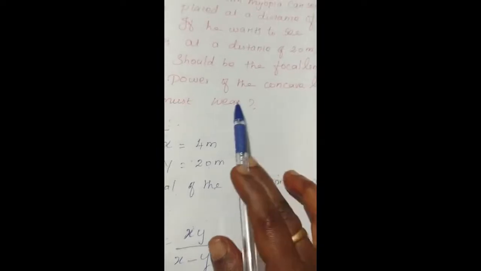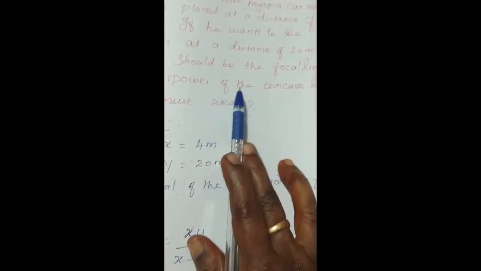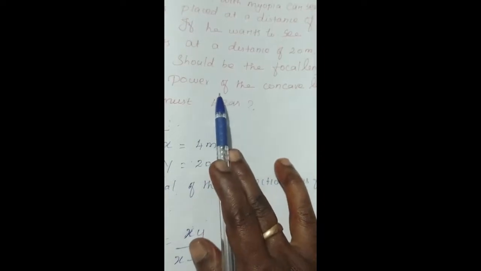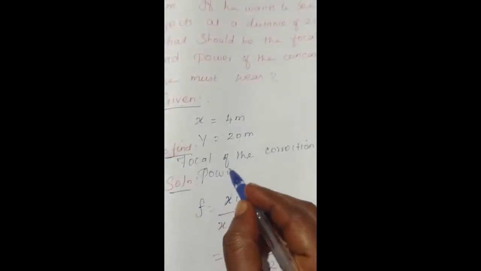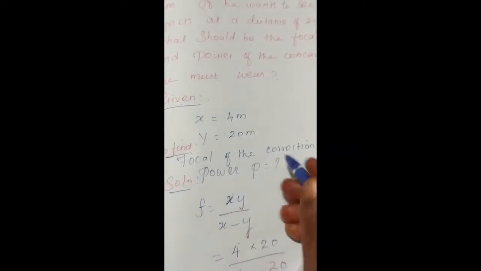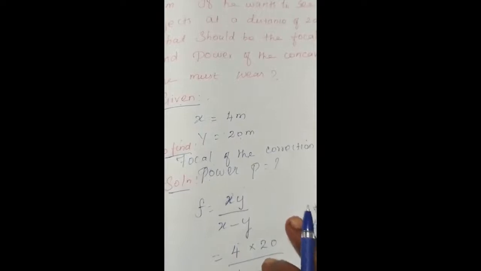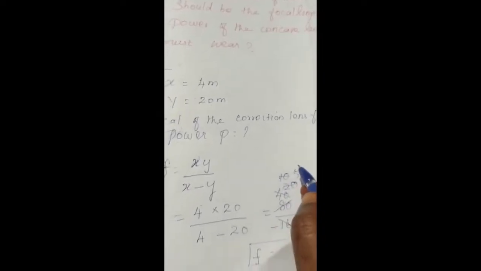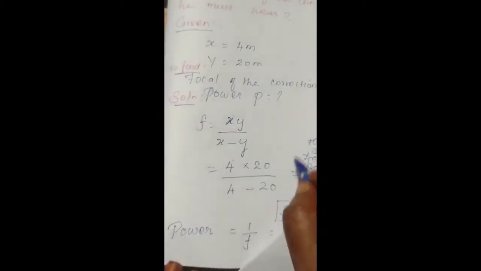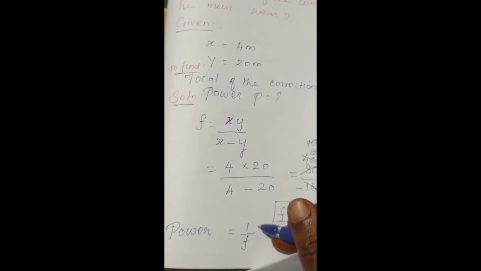Now we got the focal length, but the question asks us to find the power of the concave lens. First you have to find the focal length, next only can we find the power. Now tell me, what's the formula for the power of the lens? P is equal to 1 by f. The reciprocal of focal length is called the power of the lens.